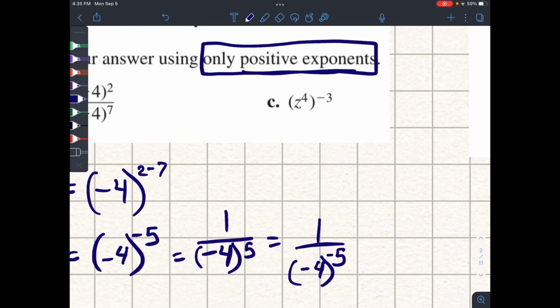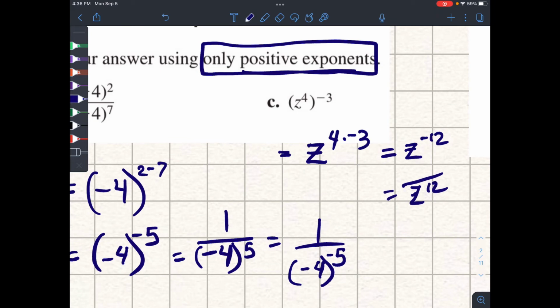And then an example using power of a power, z to the 4th power. Since you're taking it to another power, you can multiply those 2 powers together and get z to the negative 12. Don't get too excited. You're not done. Got to keep going. Got to get this exponent downstairs. So we say z to the 12th under 1.